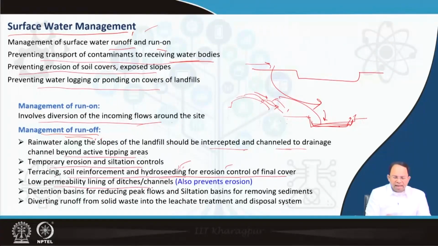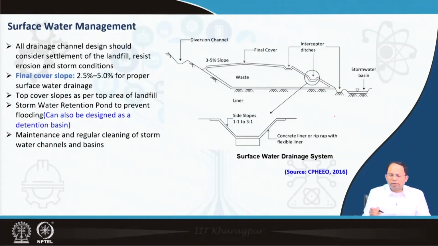Then low permeability lining of ditches and channels. All the drains that we will create in the site should have low permeability, along with detention basins for reduced peak flows and siltation basins for removal of sediments. This could be the same thing, detention and siltation basin, or it could be different ponds designed for different purposes. Then there is diverting runoff from the solid waste into the leachate treatment and disposal system. So either this water could be treated through the leachate collection system as well, or it could be treated separately, right?